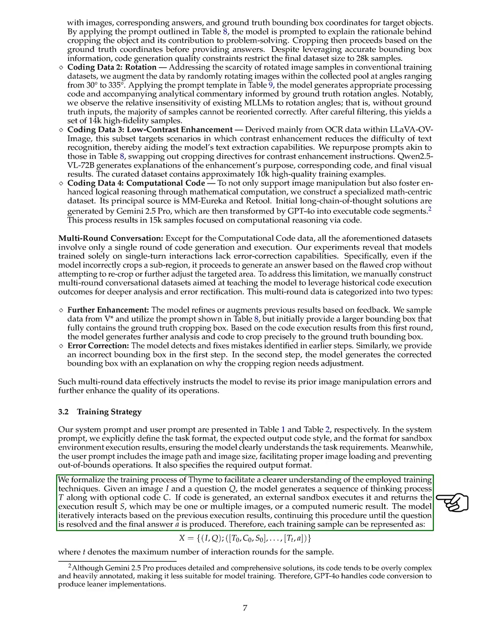We formalize the training process of Thyme to clarify our training techniques. Given an image and a question, the model generates a sequence of thought processes along with optional code. If code is produced, it is executed in an external sandbox, which returns results that could be images or numerical values. The model interacts iteratively based on previous results until it arrives at a final answer. Each training sample is represented as a combination of the image, question, and the sequence of thought processes, code, and results.